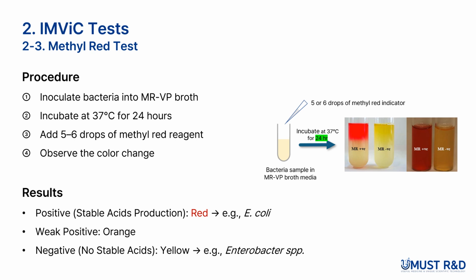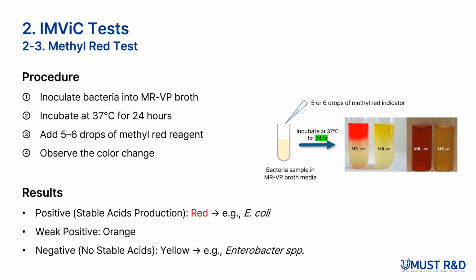The key here is that methyl red changes color depending on the pH. A positive result is indicated by a red color, which means that the bacteria have produced strong, stable acid. This confirms the presence of the mixed acid fermentation pathway, and an example of an MR-positive organism is E. coli. If the broth turns orange, this suggests an intermediate pH and is considered a weak positive result.